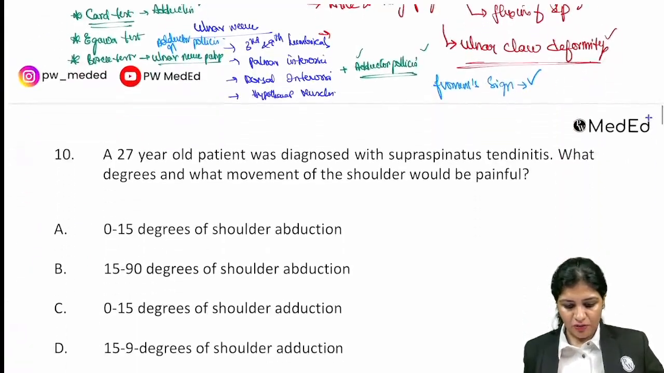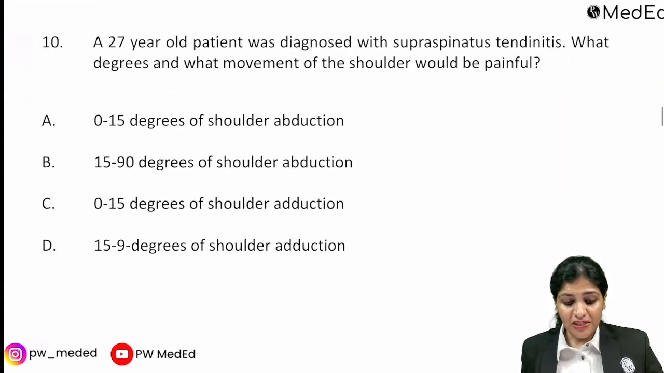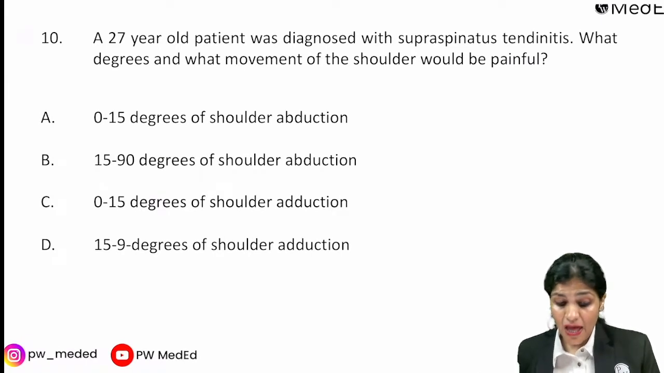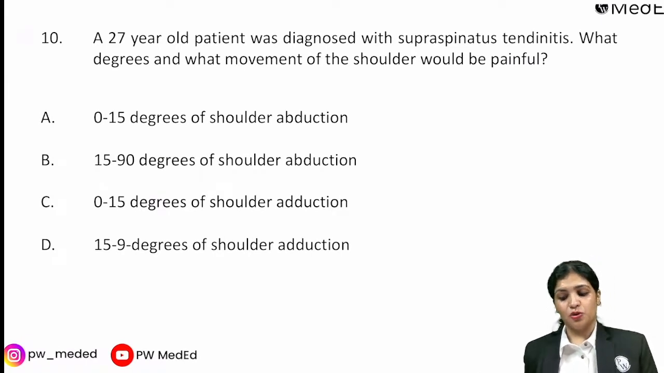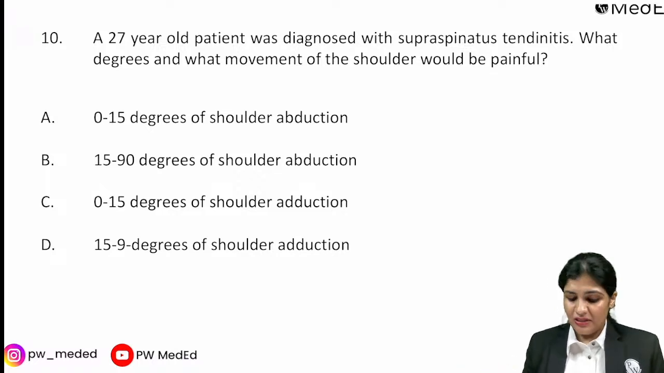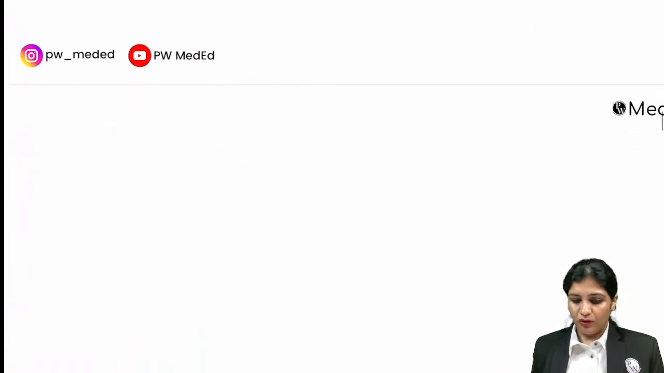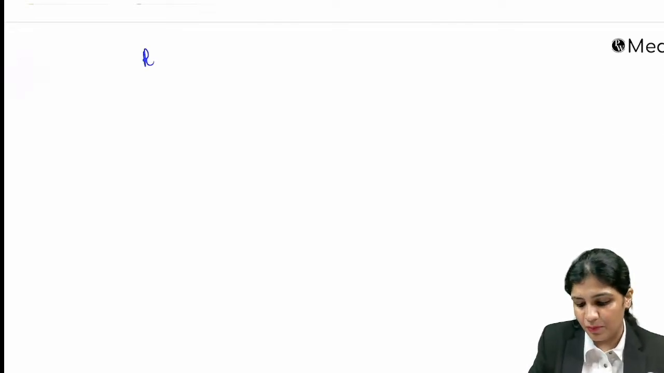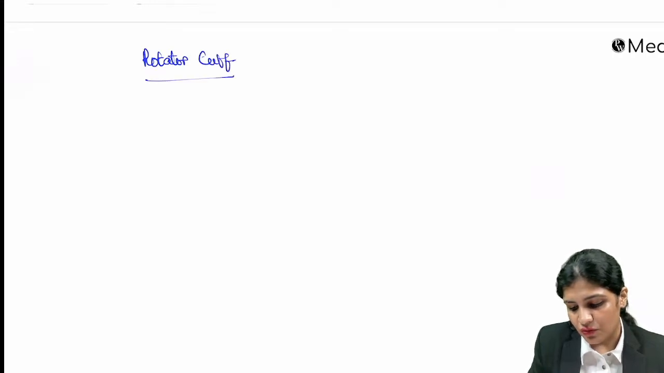Now let's go to the next question. A 27-year-old patient was diagnosed with supraspinatus tendinitis. What degrees and what movements of the shoulder would be painful? This is a classical question on the rotator cuff of the shoulder joint. So rotator cuff is again an important topic, in the case of the shoulder joint.